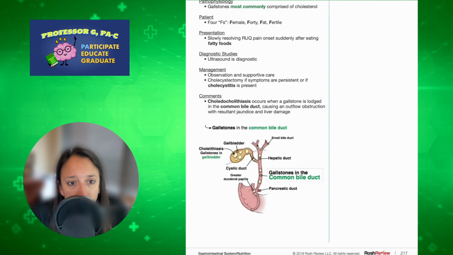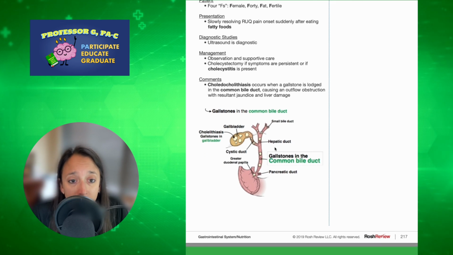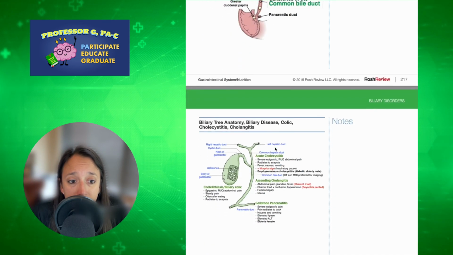Choledocholithiasis occurs when the stone is lodged in the CBD rather than in the gallbladder and the cystic duct. And this one can cause, again, jaundice and other problems. Okay.